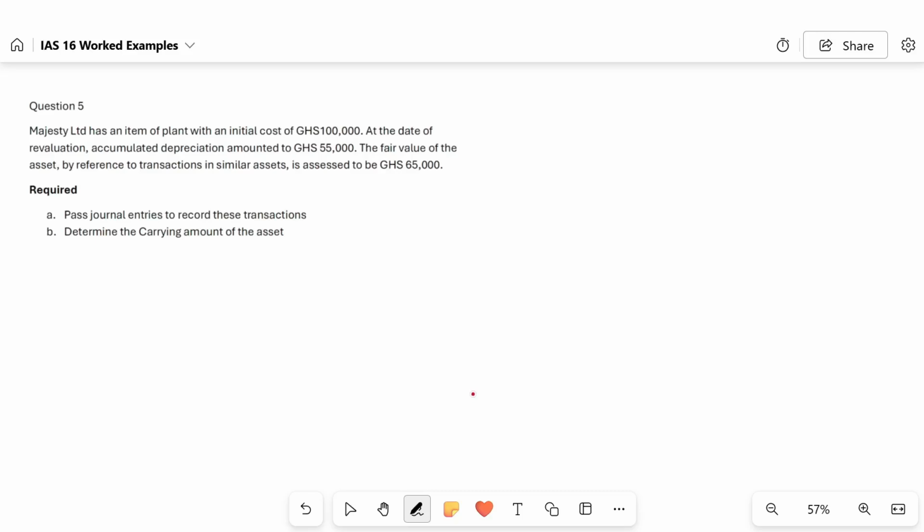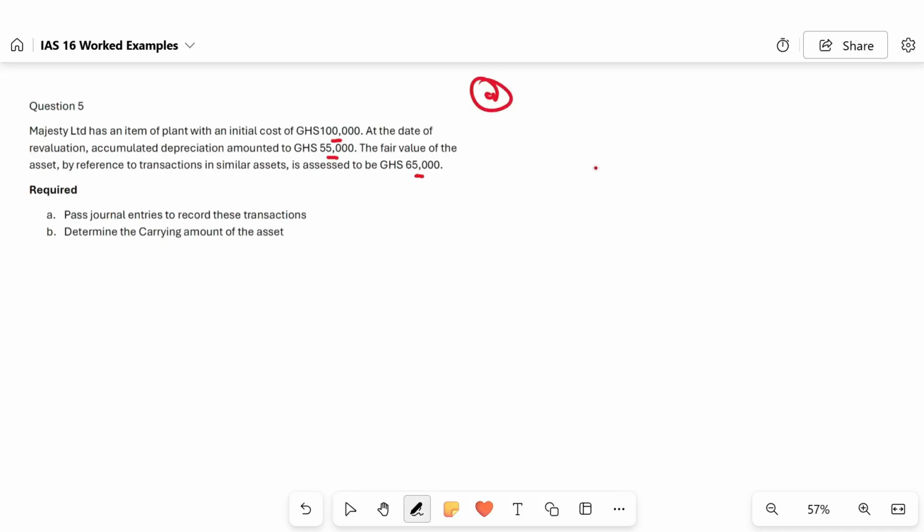Question 5. This question will test our understanding on revaluations. Majesty Limited has an item of plant with an initial cost of 100,000. At the date of revaluation, accumulated depreciation amounted to 55,000. The fair value of the asset by reference to transactions in similar assets is assessed to be 65,000. You are required to pass journal entries to record these transactions and determine the carrying amount of the asset.